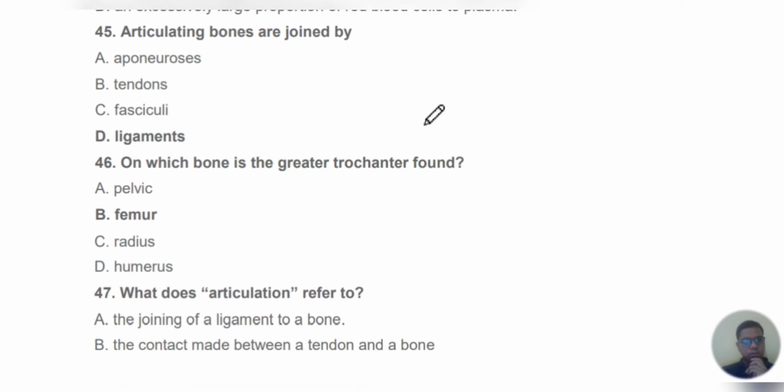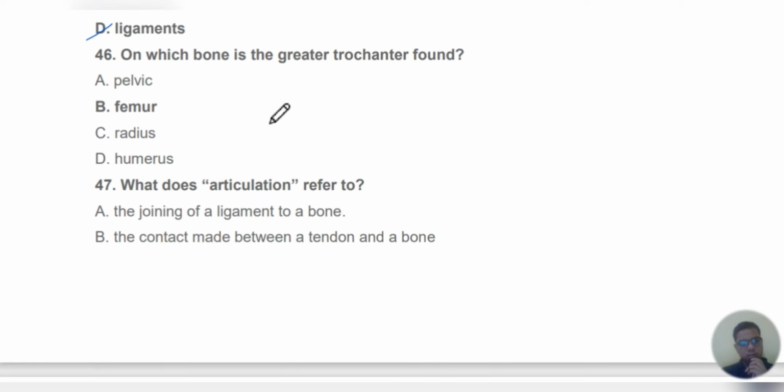Next is 45 question number. Articulation bone are joined by, the answer is D, ligaments. Next is 46 question number. On which bone is a greater trochanter found? The answer is B, femur.